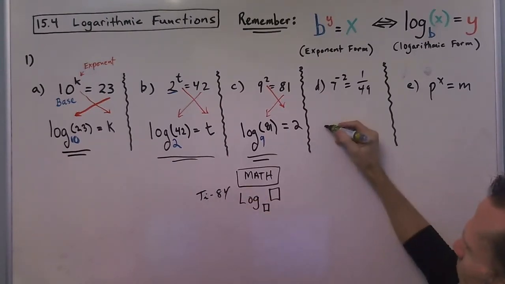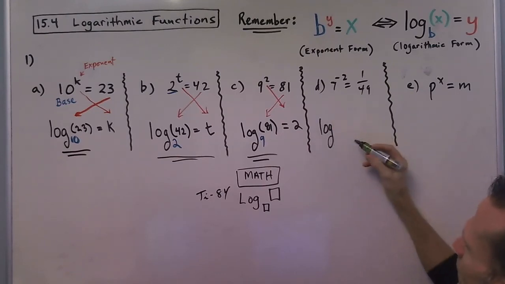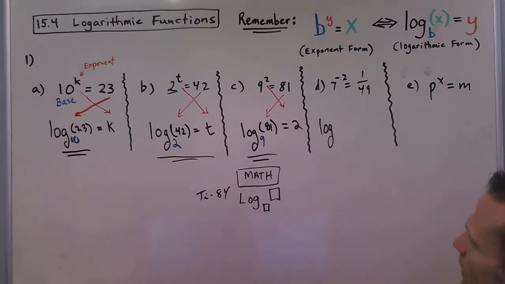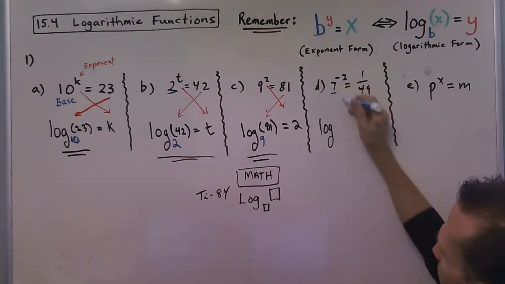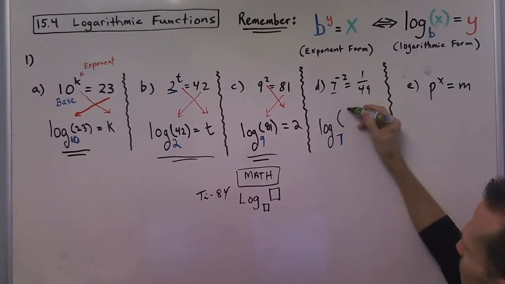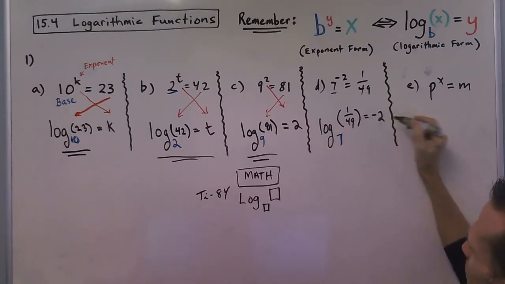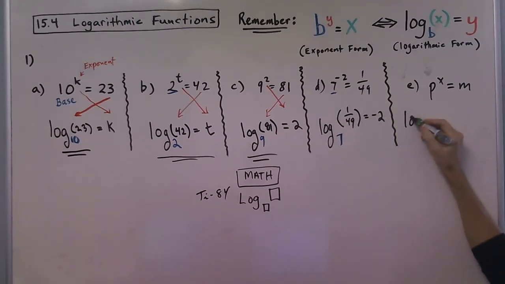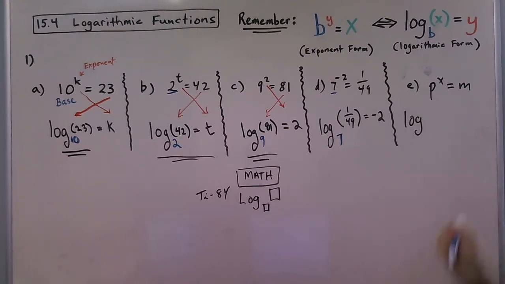All right, here we're going to write the word log. We're going to drop the base of 7, okay, so remember the base here is 7, and then we're going to have these switch sides, so I get 1/49 equals -2, okay, and then log base p, kind of weird, but you just have to put things in the right spot, log base p, and then of m equals x.